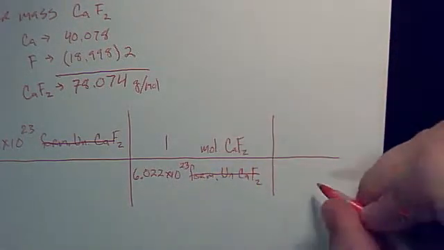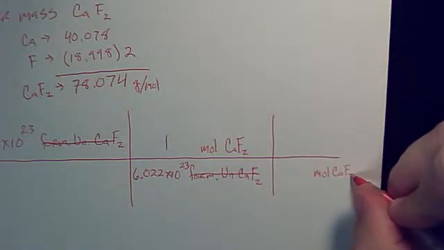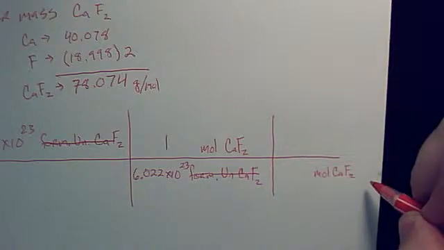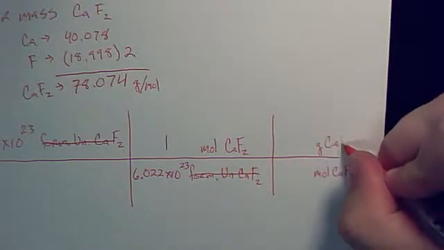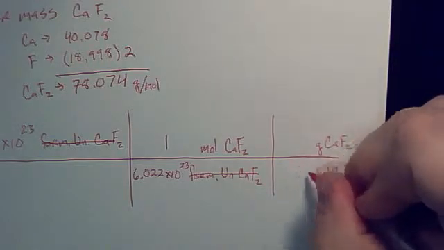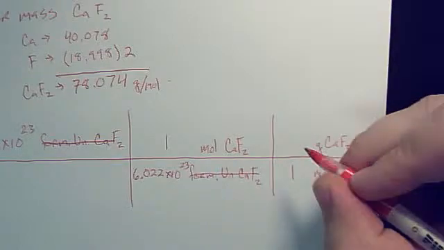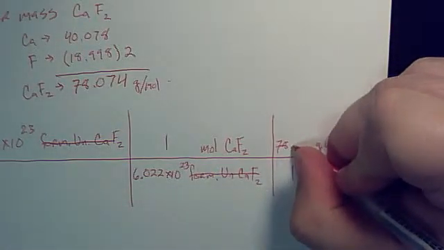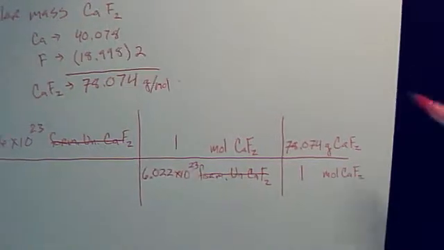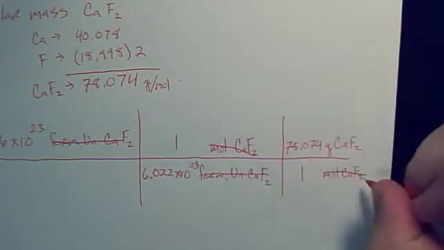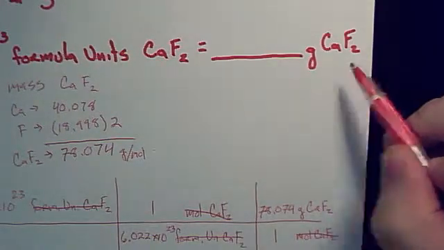I now have moles, and the question wants grams, so I need to keep going. So if I have moles of calcium fluoride on the top, I need to have moles of calcium fluoride on the bottom so that they will cancel out, and I'm converting to grams of calcium fluoride. Again, 1 mole is equal to the molar mass, which we found out earlier is 78.074. So now my moles of calcium fluoride cancel. I'm left with grams of calcium fluoride, which is what the question asked for.